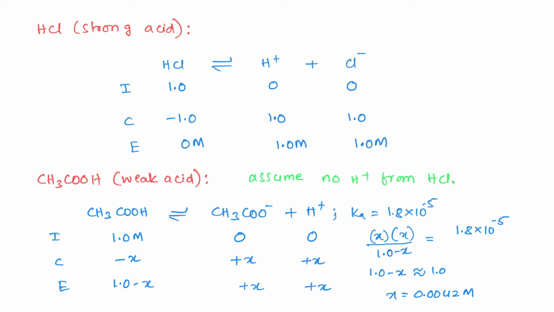So, the concentration of H plus ions produced by acetic acid, assuming that there is no H plus ions produced from hydrochloric acid, is 0.0042 molar. As you can see, this is relatively very small compared to the H plus ions produced from hydrochloric acid. Now, let us see what happens to the concentration of H plus ions produced by acetic acid if we take into account the H plus ions produced by hydrochloric acid.